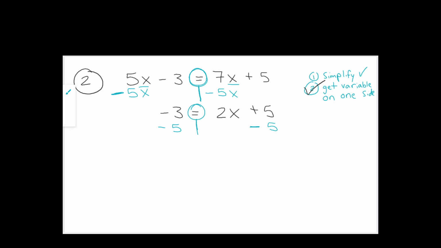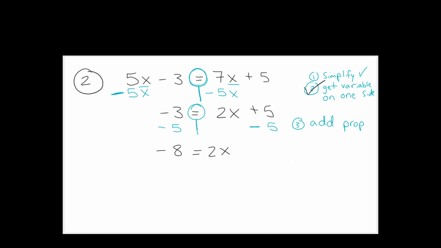And now we are left with -3 minus 5. Two negatives just becomes a larger negative, -8. And the plus 5 minus 5 cancels out. We're left with just 2x. And that's really 2 times x. So now it's multiplication property. So this step right here, if you're following along, wanting to write extra notes, that was addition property.